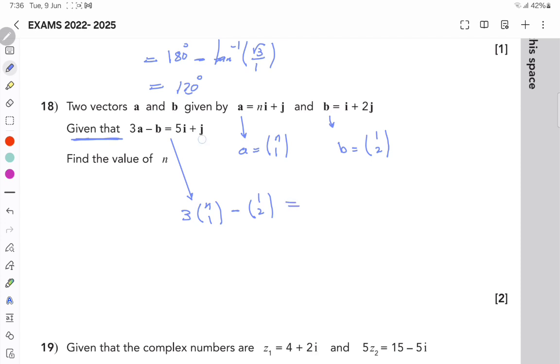All of that is equal. We change that also to be in column vector. It will be 5 and 1. Now simplify. 3 times n, it will be 3n. 3 times 1, it will be 3. Minus 1 and 2. All of that is equal 5 and 1. Now just subtracting: 3n minus 1, and 3 minus 2, it will be 1.